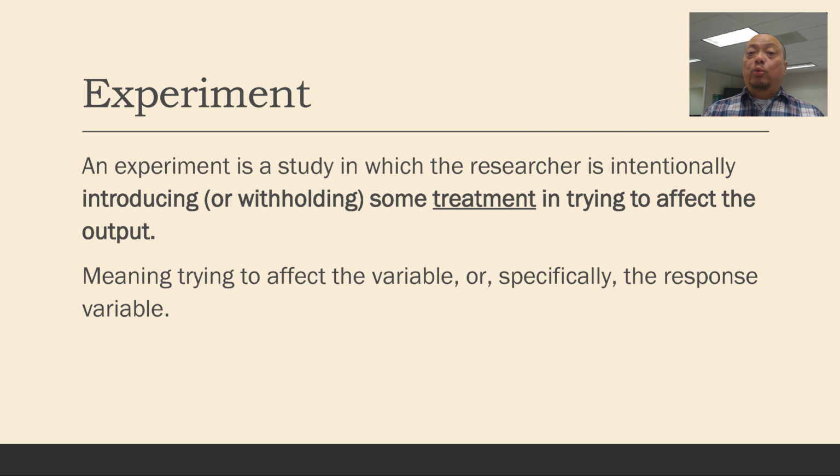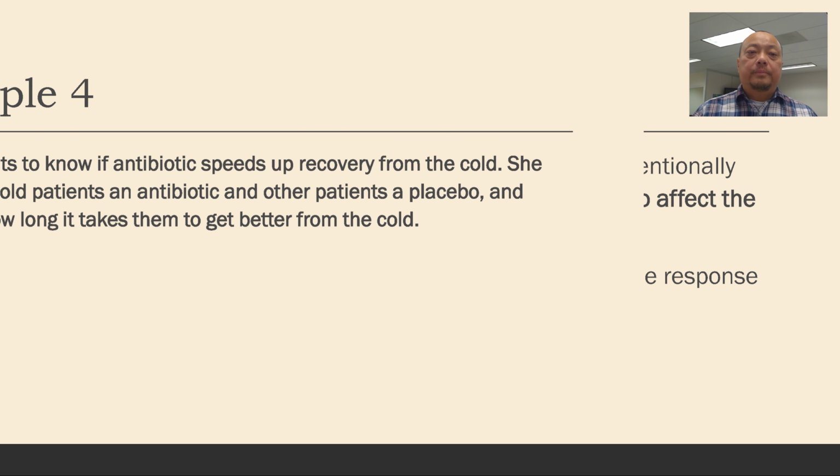We're ready to talk about what makes an experiment. An experiment is a study in which the researcher is intentionally introducing or withholding some treatment in trying to affect the output. That means the variable. Or if the study has a distinction between explanatory variable and response variable, then it means the response variable. That's the definition. Let's take a look at an example.